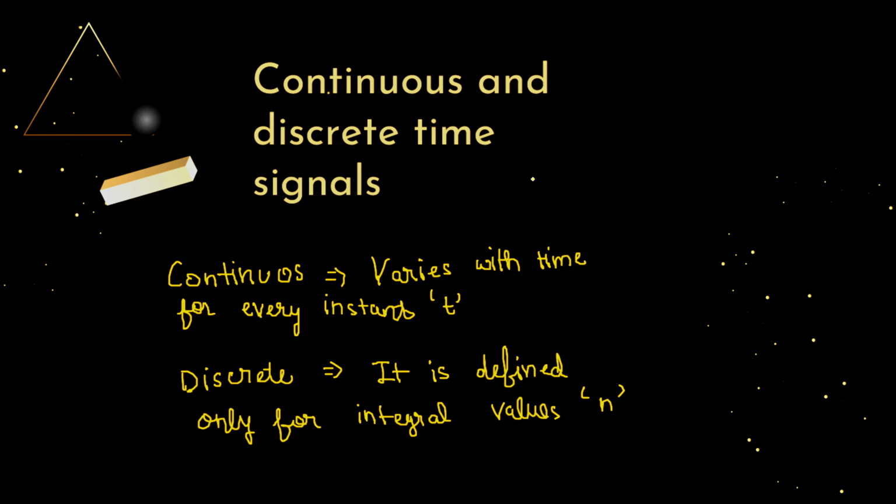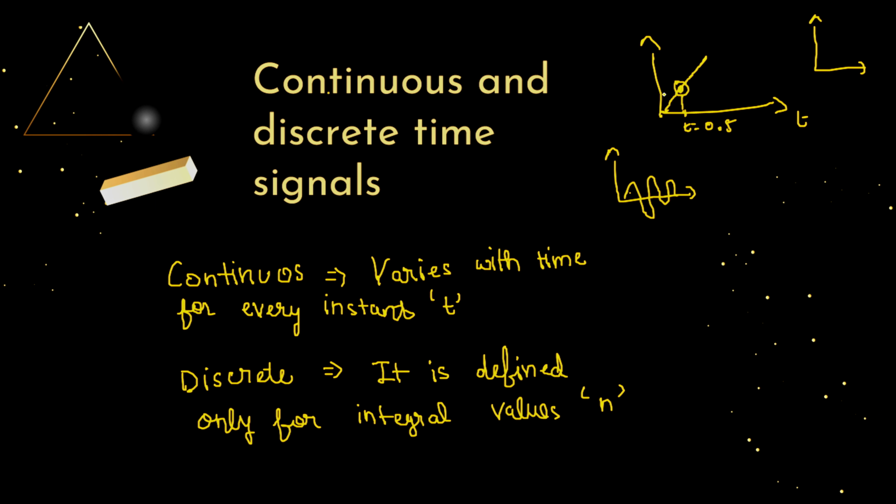So a continuous signal is basically a signal that varies with time at every single instant of t. Let's say you have a very simple linear graph or a sine graph, or just any graph which exists at every single point t. Now let's say I'm trying to see the value of this graph at t is equal to 0.5. You can see that there still exists a corresponding value on the y-axis. So if you can find a value for every single instant of t, that means it's a continuous time graph.